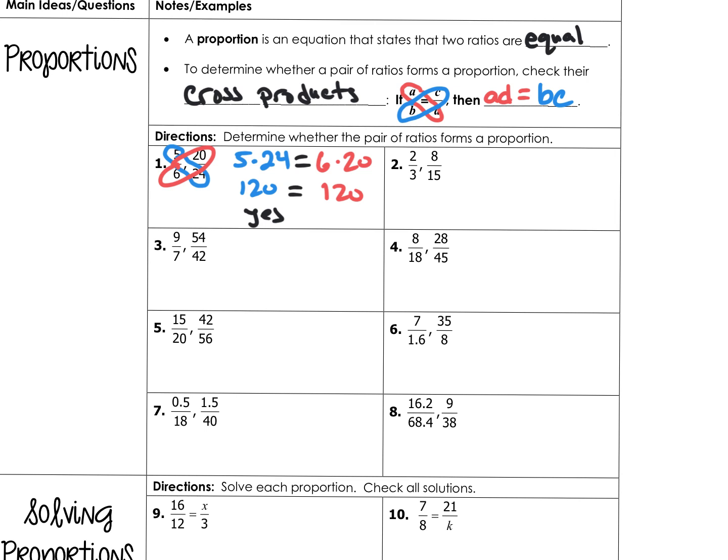All right, so let's look at our next one. We're going to check, is 3 times 8 the same as 2 times 15? So 3 times 8 is 24, 2 times 15 is 30, and since 24 is not the same as 30, these two values do not form a proportion.